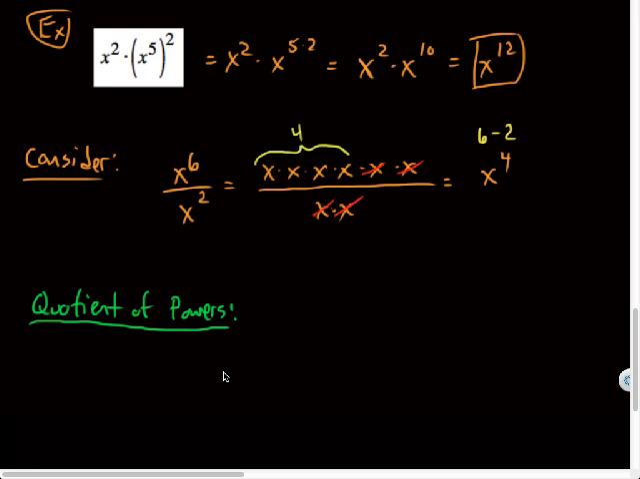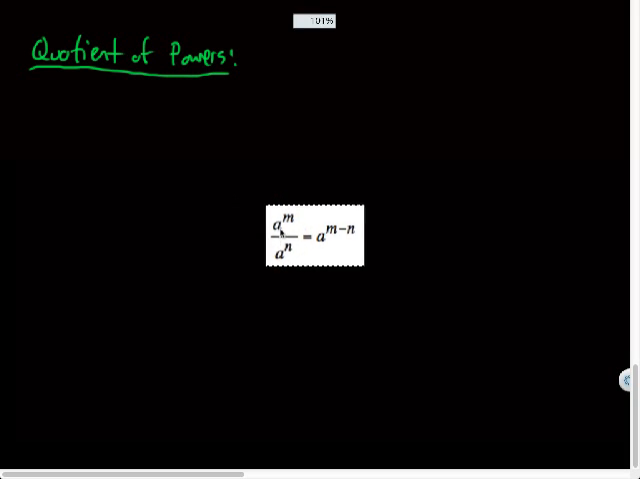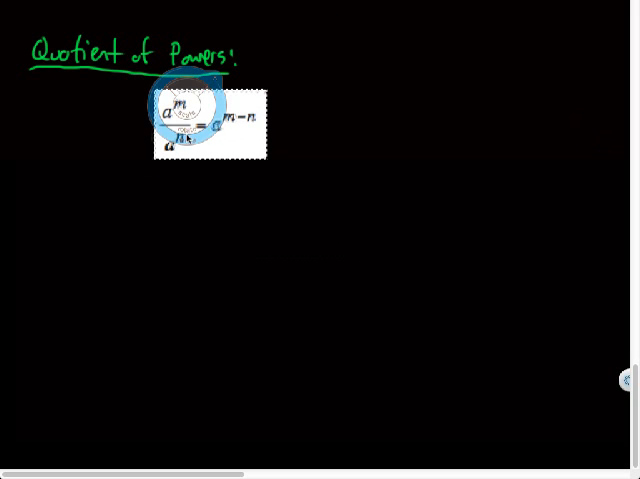All right, and the quotient of powers property looks something like this. And I like to think of the quotient of powers property as kind of being similar to the product of powers in a lot of ways. Because they're almost like opposites of one another, or inverses maybe is the better word. The product of powers said if I multiply two things of the same base, I add the exponents. Quotient of powers says if I divide two things of the same base, I subtract the exponents.